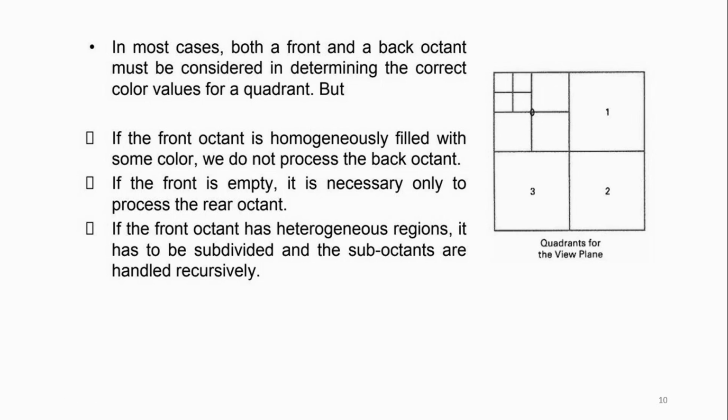During rendering, the system examines only the relevant octants instead of processing the entire scene. So this significantly improves the efficiency. This is how the octree method actually works.